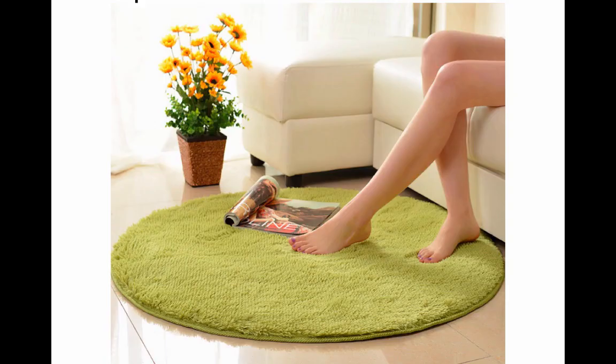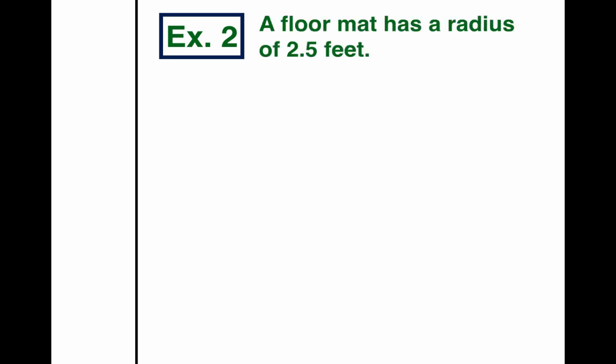Let's try another one. Check this out. Notice the floor mat that this nice young lady is sitting on the couch putting her feet on. It's in a perfect shape of a circle. How nice. We're going to find the area of that circle. So example number 2 is let's find the area of the floor mat, which has a radius of 2.5 feet, meaning to the center of that floor mat is 2.5 feet.